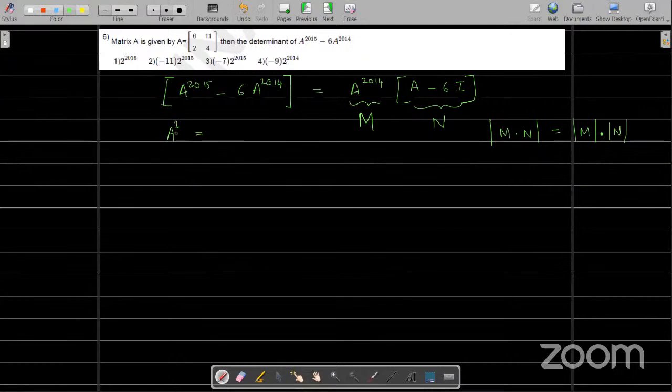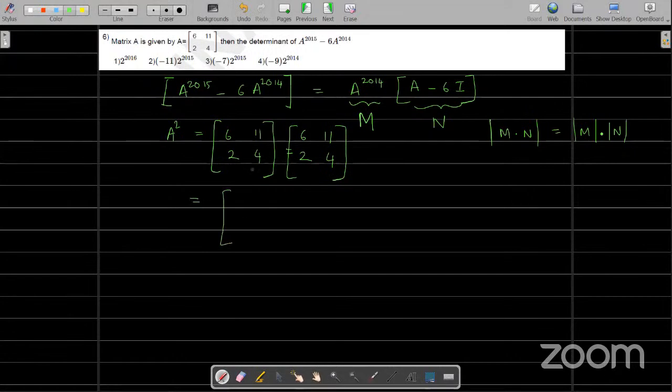So now let's look at a square. What will happen to a square if I have the matrix 6, 11, 2, 4? Because you will see that A to the power of 2014 has come, and then A minus 6I, we will see what happens. So what is A square? So that means A square is A into A, sorry.